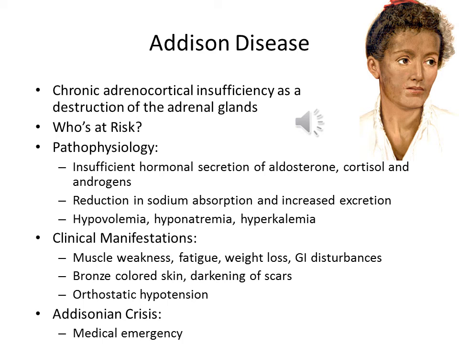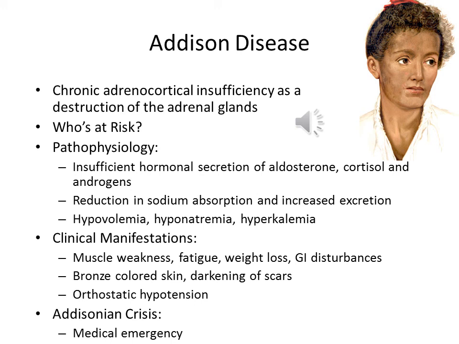Pathophysiology: there's a gradual destruction of adrenal cortical tissue, hypofunction of the adrenal gland, insufficient hormonal secretion of mineralocorticoids and glucocorticoids, deficient aldosterone, cortisol, and androgens. Insufficient aldosterone leads to a reduction in sodium absorption and increased sodium excretion. Water follows sodium, leading to increased water excretion and hypovolemia. Hypotension occurs. Potassium is retained as it moves opposite of sodium, resulting in hyperkalemia.